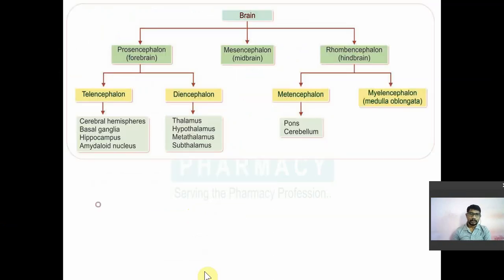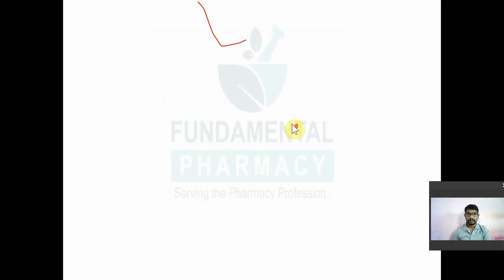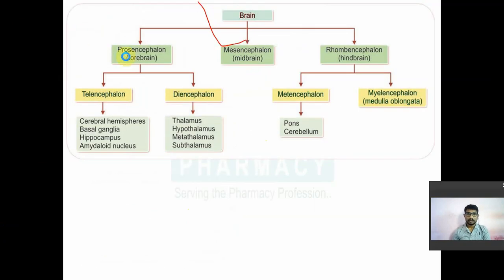We'll see the next. I have told you this nervous system is divided into two parts. First, we'll see the brain. Your brain is divided into three parts. The first one is known as the prosencephalon. The second one is known as the mesencephalon. The third one is known as the rhombencephalon. These are also known as the forebrain, midbrain, and hindbrain respectively.